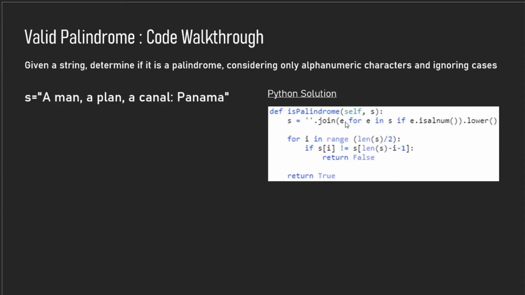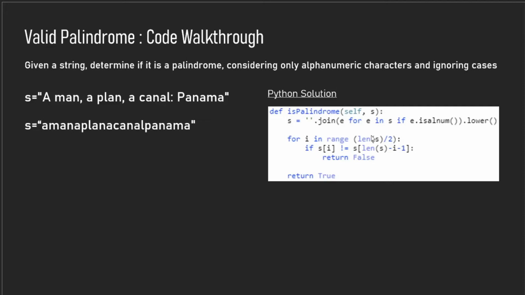And then the list will have all of the alphanumeric characters, so we're ignoring all the commas, semicolons, colons, and everything like that. Once this join method is done, we do .lower to get everything in lowercase. Once that line of code runs, we have this parsed string and we can run our algorithm.